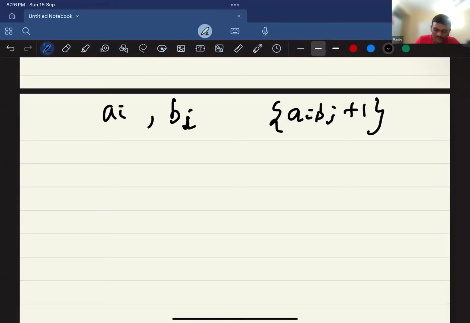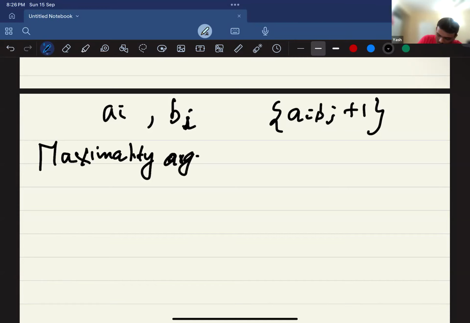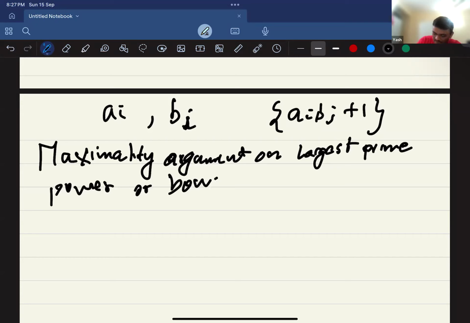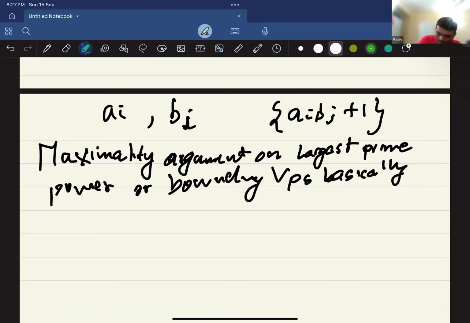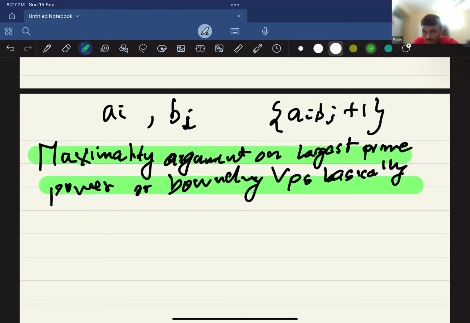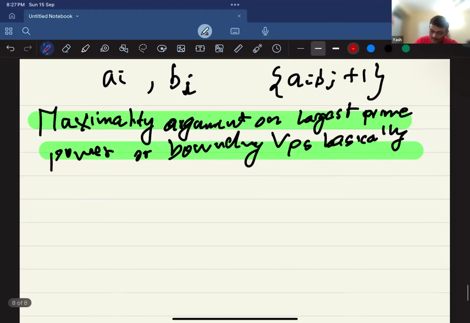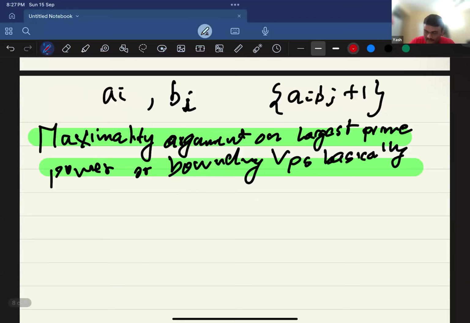The trick that we use, I'll actually spoil it because we don't have much time left. We use something of a maximality argument on the largest prime power, or bounding vp basically. Does anyone have any idea on this set? At least you got the conditions: Ai is increasing, Bi is increasing, and this set AiBj for all i, j in naturals has infinitely many prime divisors.